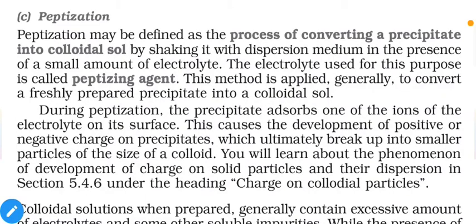During peptization, precipitates absorb one of the ions of the electrolyte on their surface. This causes the development of a positive or negative charge on the precipitates, which ultimately break up into smaller particles of the size of colloid. You will learn about the phenomenon of the development of charge on colloidal particles and their dispersion in section 5.4.6 under the heading charge on colloidal particle. So we are going to discuss this point again in detail in point 5.4.6.